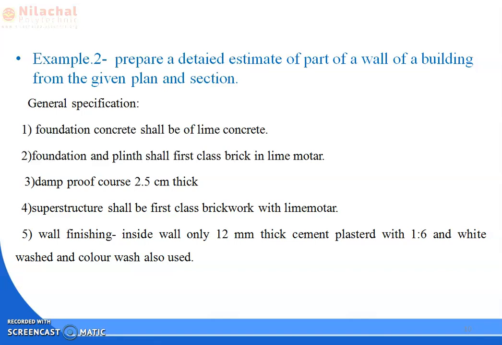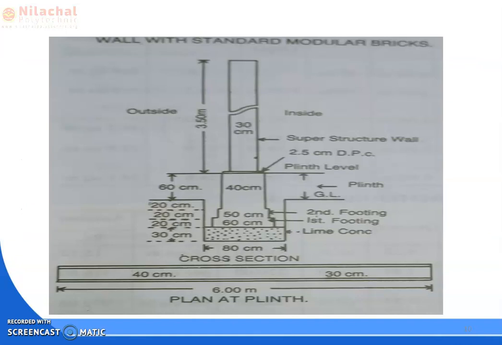Then in the case of the superstructure, here also first class brickwork is provided with lime mortar. Okay. Here the wall consists of plastering 12 mm thick with ratio 1:6. After that whitewash was provided, and color wash was also used. Then we are going through the figure.